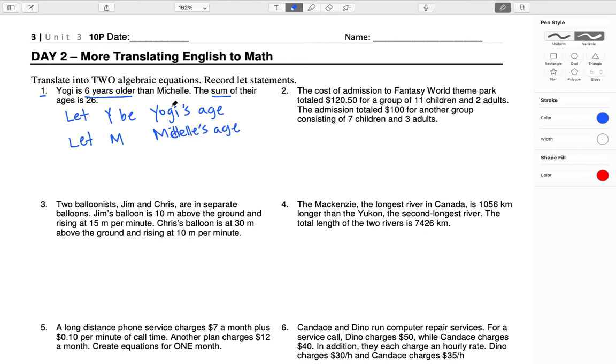So the first sentence: Yogi is 6 years older than Michelle. And then the sum, so Yogi plus Michelle is 26. So there you have it. We have equation 1 and equation 2.